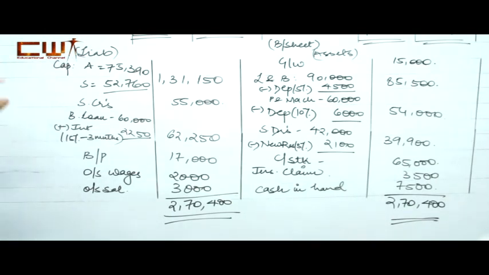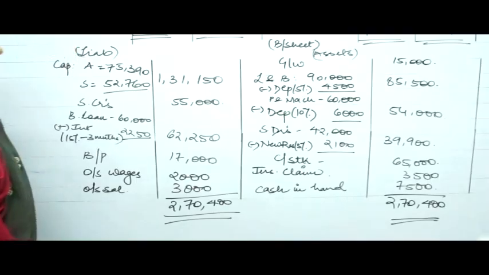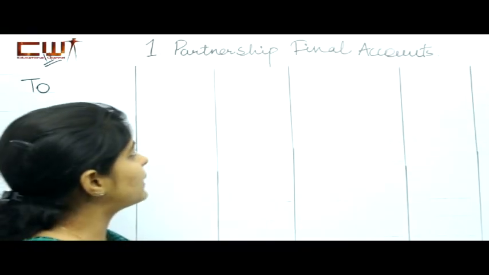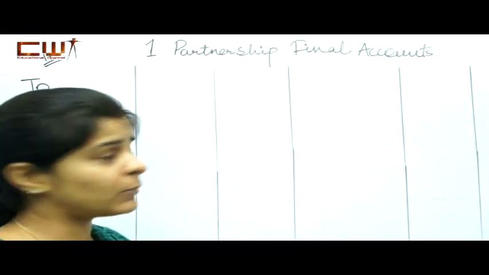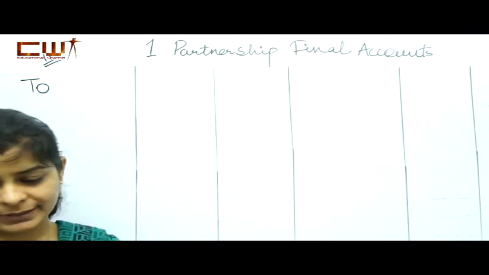So now you have the partner's capital account and balance sheet for the numerical. We will deal with the next numericals now. We start on with the 11th numerical of Partnership Final Accounts, Chapter 1. See what the 11th numerical says.